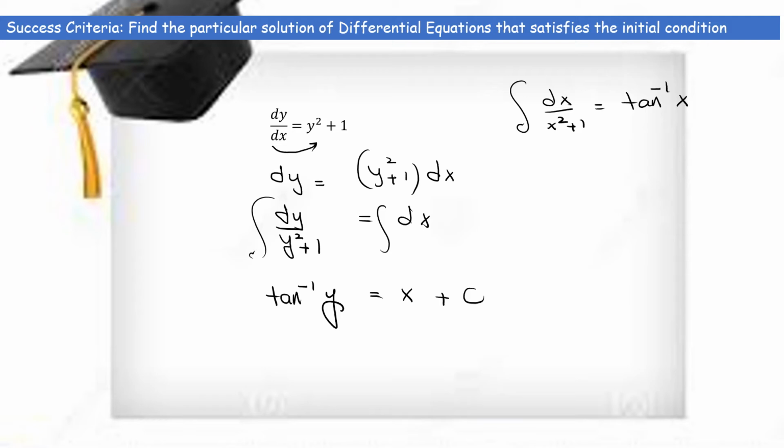Now we all know that sine and sine inverse cancel each other. Similarly, tan and tan inverse cancel each other. So in order to remove this tan inverse, take the tan on both sides. So you will get tangent of x plus c. So that is all, and this is your general solution.